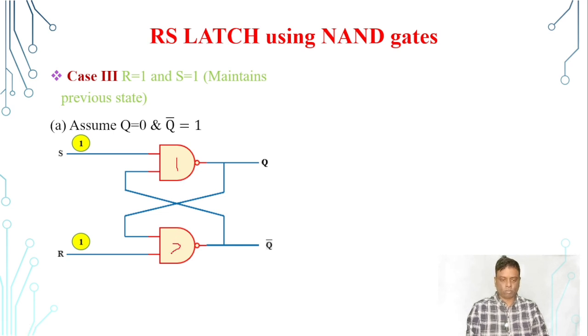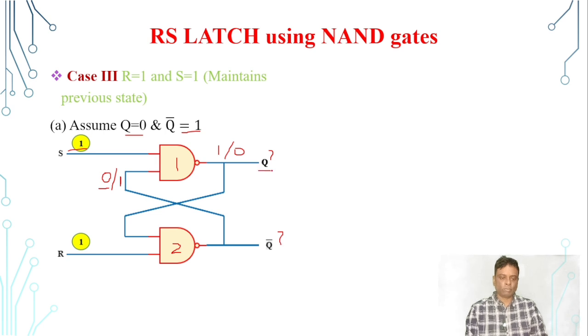In this case, what we are doing is that we are assuming Q equal to 0 and Q bar equal to 1. Why am I assuming? Because if the input of gate number 1 is, suppose, 1 and 0, the output will be 1. Similarly, if this value is equal to 1, then with 1 and 1, the output will be 0. So we cannot predict this output, and similarly we cannot predict this Q. That is why you have to assume.